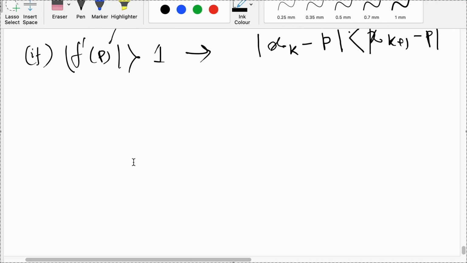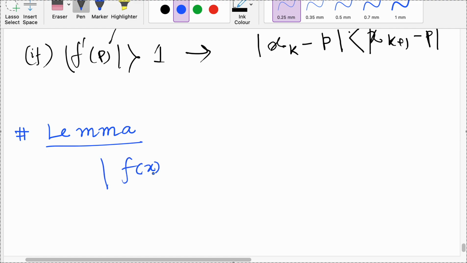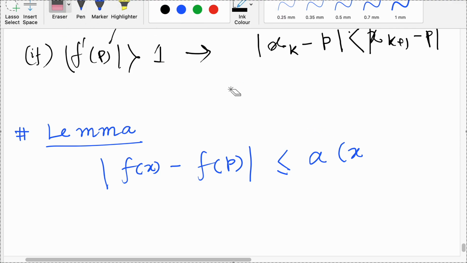Now let's see. To prove this mathematically, we first have to prove one lemma, which is |f(x) - f(p)| is less than a times |x - p|, where a is less than 1. So the lemma is like that.